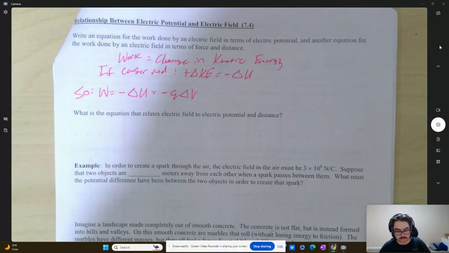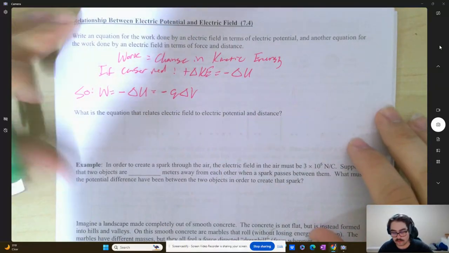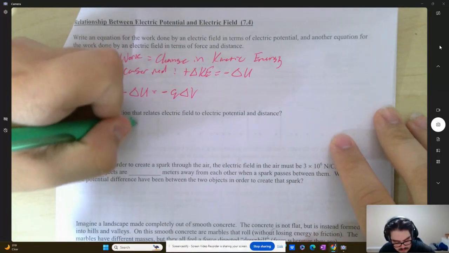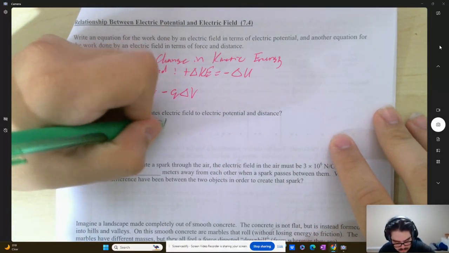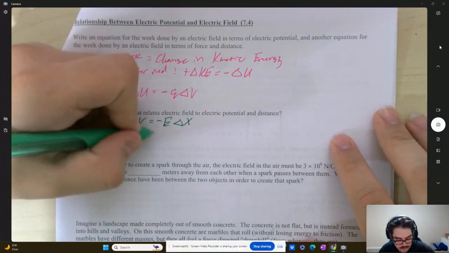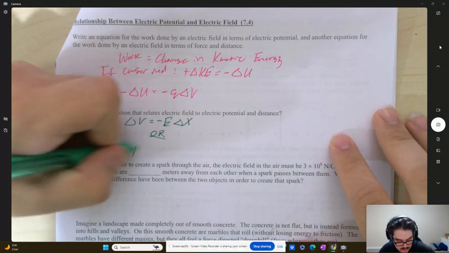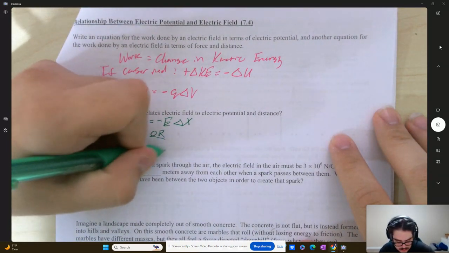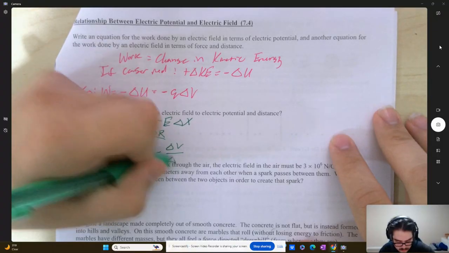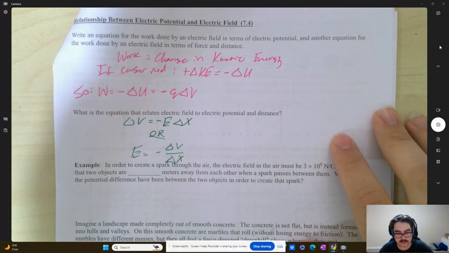Another equation that we can use to relate electric field to electric potential and distance is delta V equals negative E delta x. If you rearrange that equation, you can also get E equals negative delta V over delta x. So you can see two different forms of that equation.